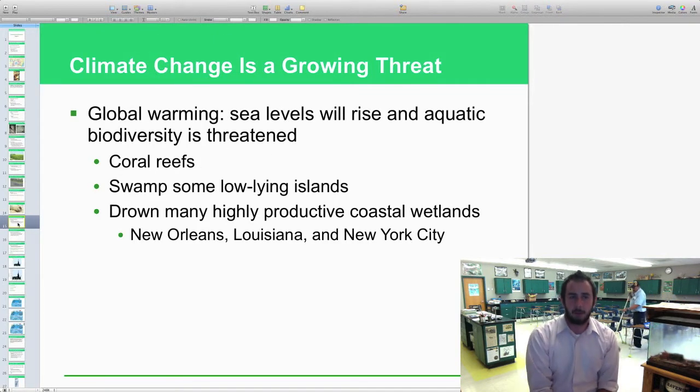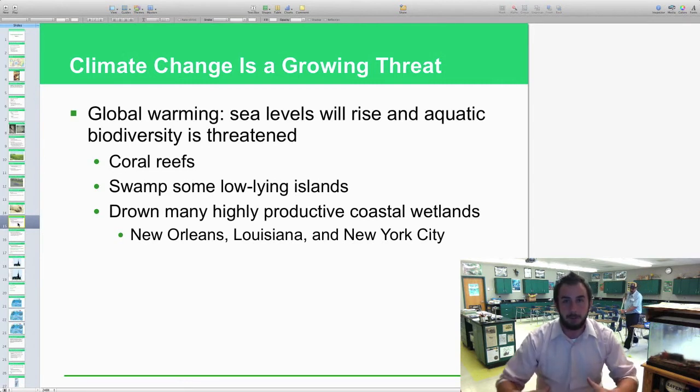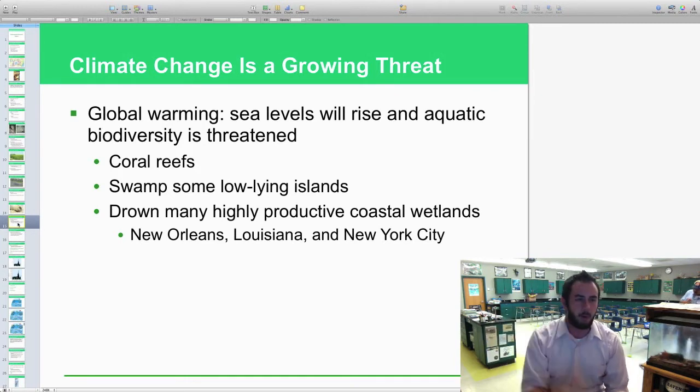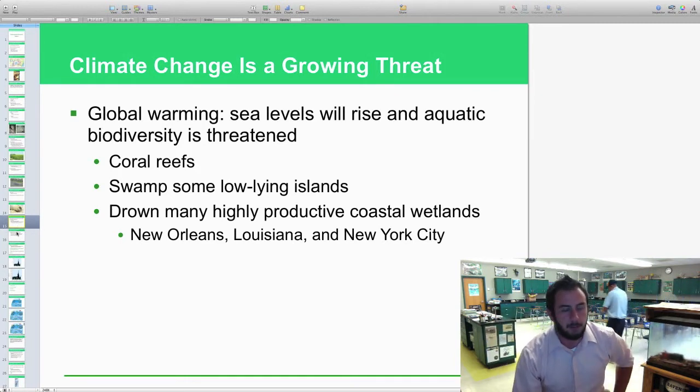Climate change is also a growing threat as global warming continues. As scientists think, sea levels, they expect, will rise and aquatic biodiversity will then be threatened. We talked about in Chapter 8 the coral reefs and how they're being bleached by this process. Some swamps and low-lying islands will literally be covered over with water, and it will drown many highly productive coastal wetlands, like, for instance, in Louisiana. We looked at that last chapter in Chapter 8 with that 1 meter rise of the water level.